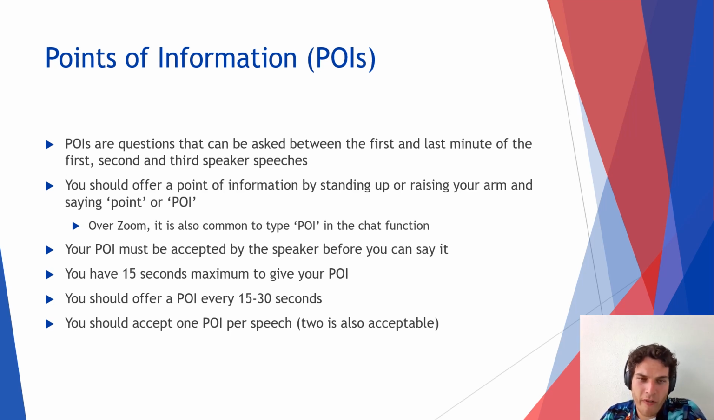Now, once you ask point of information, you're essentially offering a point. So you can't just say what you want to say. Your POI must be accepted by the speaker before you can say it. So this is the question you want to ask. And you have a maximum of 15 seconds to ask your question, to give your POI. You should offer a POI every 15 to 30 seconds, so offering as in going up and saying point or point of information. And you should accept one POI per speech. Two is also acceptable, but you should stick to one when you can.